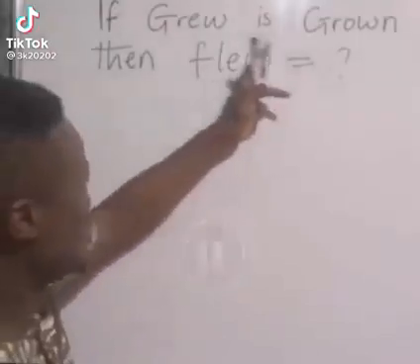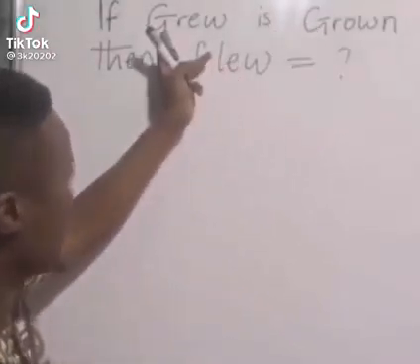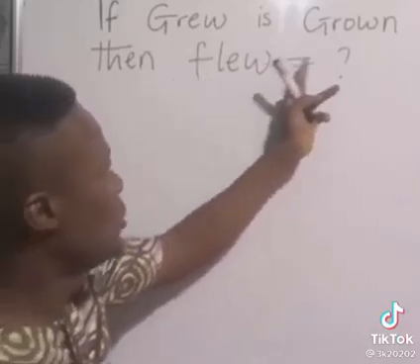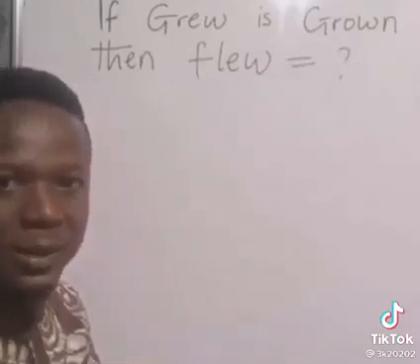So grew is to grown, of course, the past tense and the past participle. Then flew, which is a past tense. If you want to get the past participle, look at what a mathematician will do.